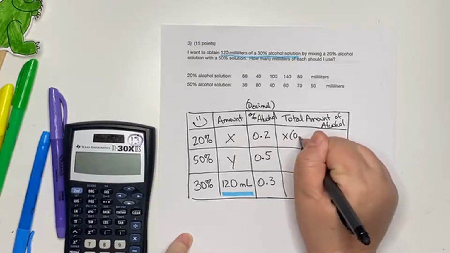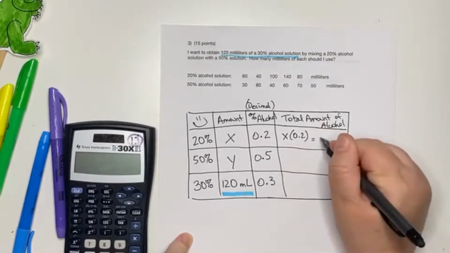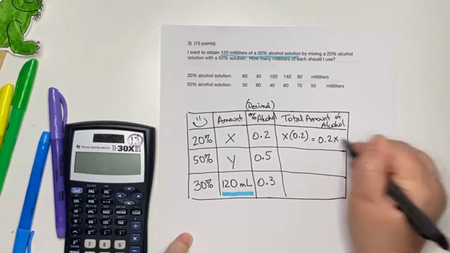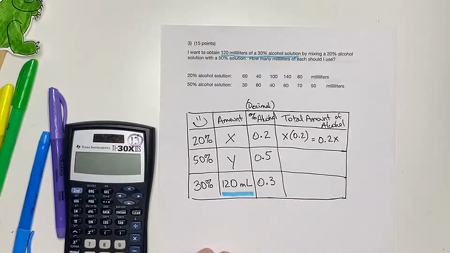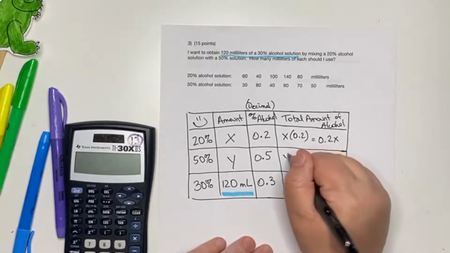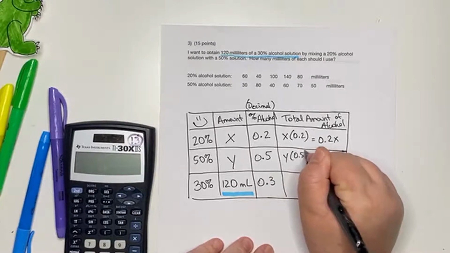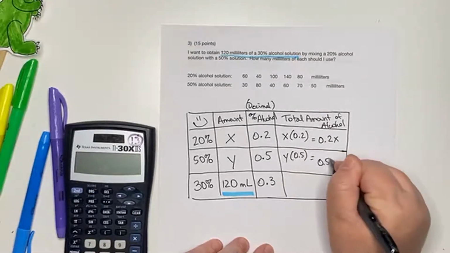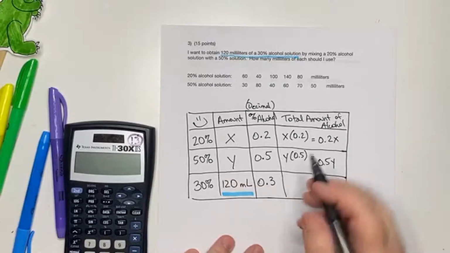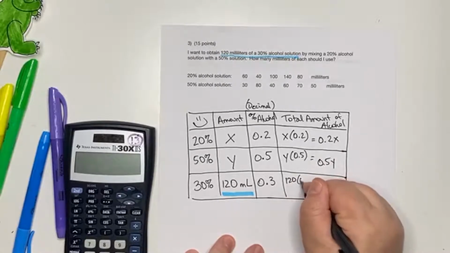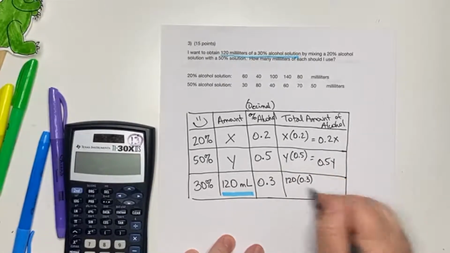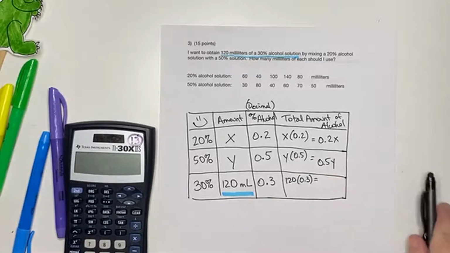So X times 0.2, and I'm just going to write it the other way around, coefficient first. Same thing here. I multiply Y times 0.5. I'm going to get 0.5Y. And then this one's going to be 120 times 0.3. Well, that I can actually multiply.